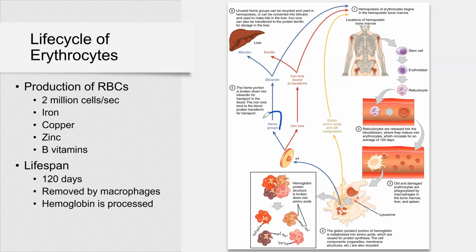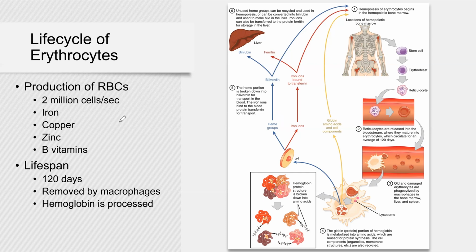Now, the heme group is broken down to a chemical called biliverdin first, and then this biliverdin enters your liver and becomes bilirubin. And bilirubin is going to be the major part of bile. So your liver will produce bile, a big part of your bile is bilirubin, and bile will help you to digest fat.